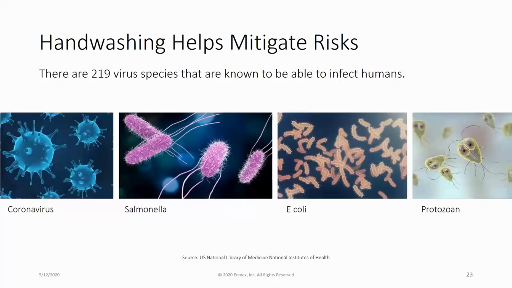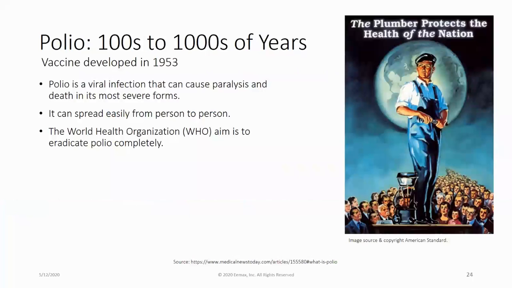There's 219 virus species known to affect humans: Coronavirus, Salmonella, E. coli, protozoan. Washing our hands removes them, creating the balance of water and good bacteria. One of the most harmful ones that we might be most aware of is polio. Luckily, the vaccine was developed in 1953, but polio is a viral infection that can cause paralysis or death. Easily spreads from person to person, and the World Health Organization has a goal to completely eradicate it.